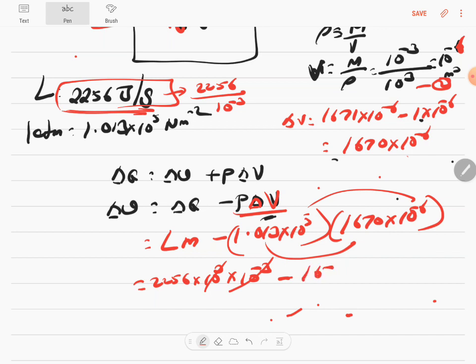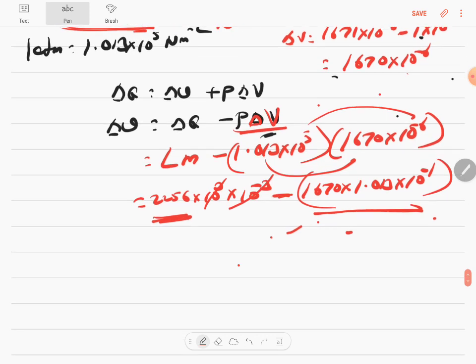So 1670 into 1.013 into 10 to the power minus 1. This has to be multiplied separately. This is 2256, and then you have to subtract it to get the answer. The answer turns out to be 2086 joules. You can probably check this.